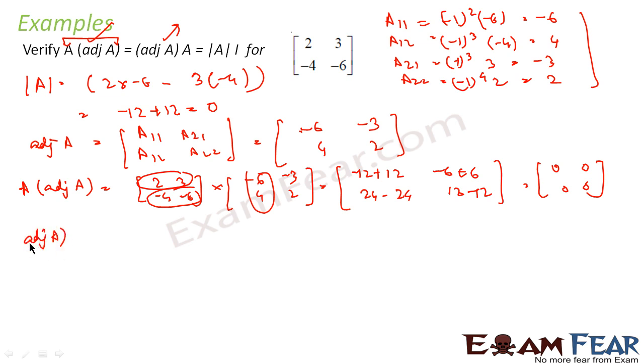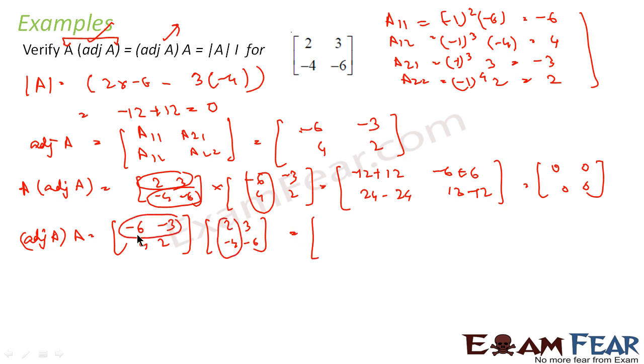ADJ A into A is nothing but adjoint of A is this set, minus 6, minus 3, 4, 2, and A is this set, 2, 3, minus 4, minus 6. Correct? Let's multiply. You take row here, column here. So this guy becomes minus 6 into 2 is minus 12. Minus 3 into minus 4 is plus 12. Minus 6 into 3 is minus 18. This guy becomes plus 18.